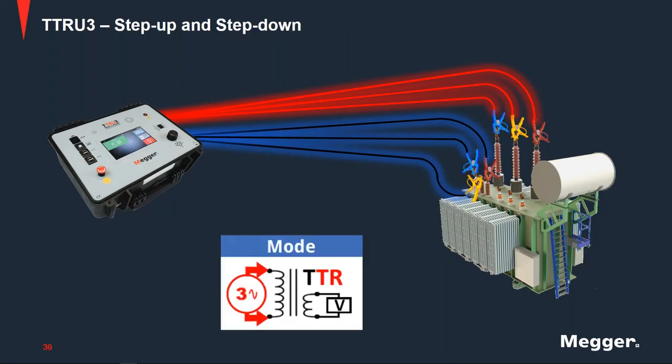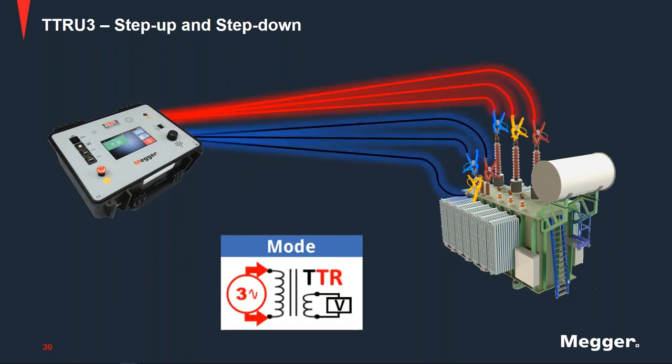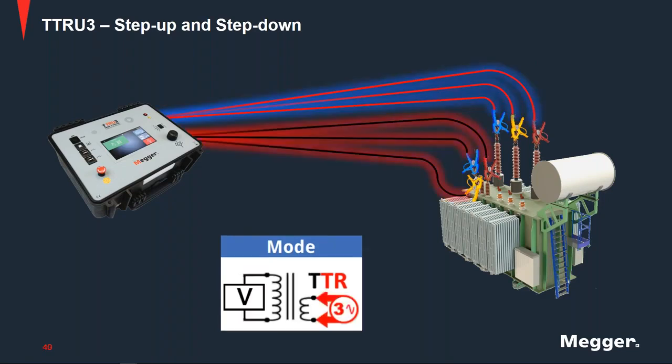And as mentioned, the Ttru3, you can do step down where you excite the primary winding, or you can do step up where you excite that secondary winding. And here I am showing the red highlight moving from the primary winding to the secondary winding to show where that voltage is being, where we're exciting the transformer.